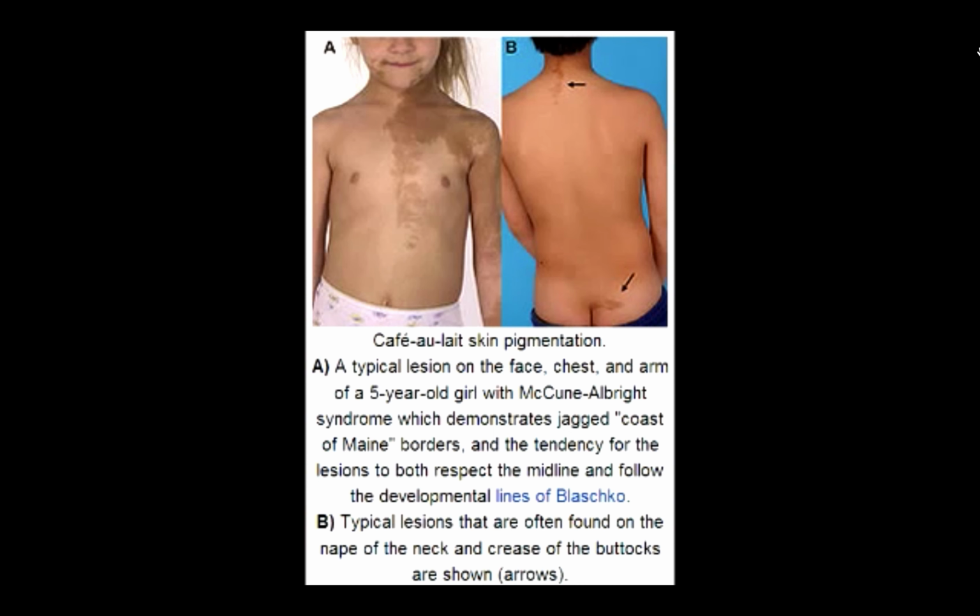What is polyostotic fibrous dysplasia? Polyostotic fibrous dysplasia is a form of fibrous dysplasia which affects more than one bone, and fibrous dysplasia is a condition in which a normal bone is replaced with fibrous bone tissue. Define precocious puberty. Precocious puberty just means premature puberty, so it means the puberty occurs at an unusually early age.